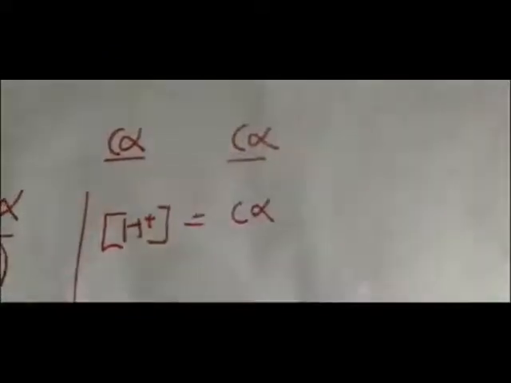We can use this expression in calculation, but also we can look at how we can get hydrogen ion concentration using alpha. If we look here, hydrogen ion concentration equals C alpha. And if you are to remember, pH equals negative log of hydrogen ion concentration. So we can have pH equals negative log of C alpha.